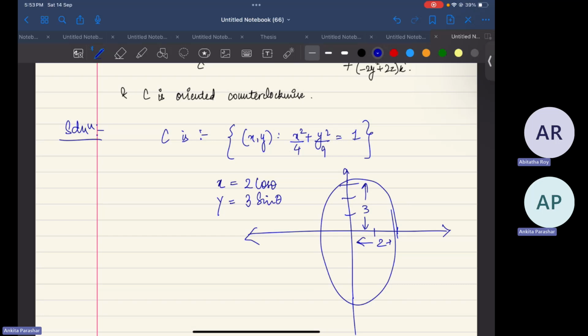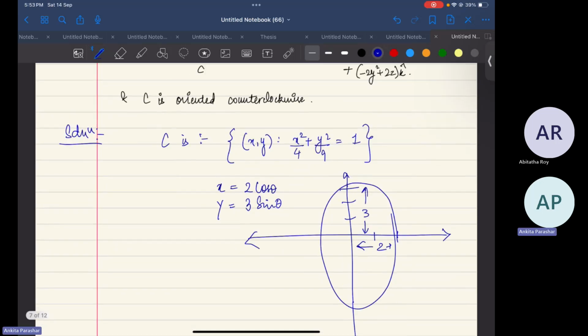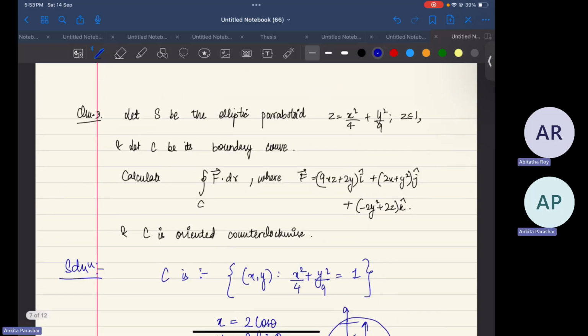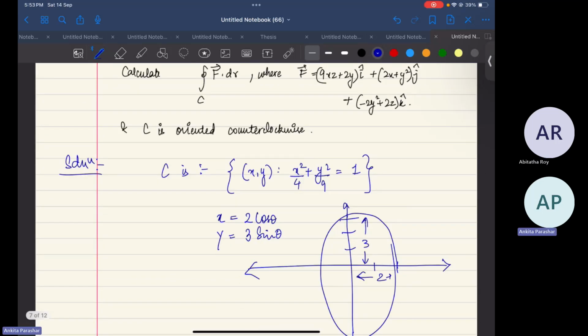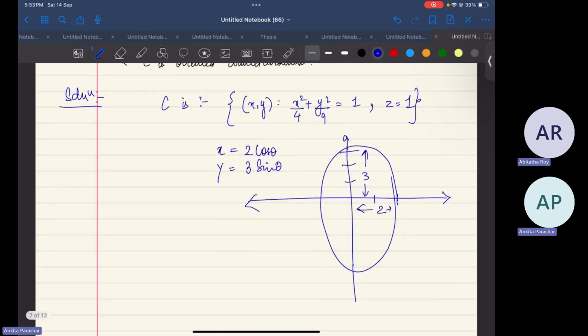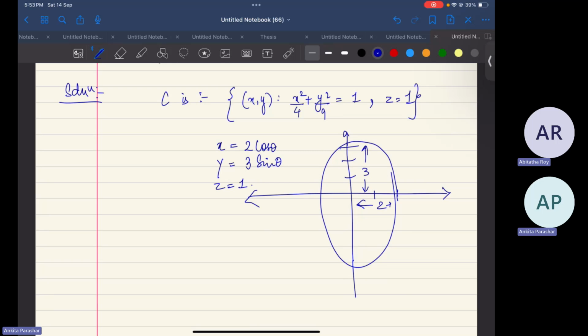Now what would you do? If you write x square, it will be 4 cos square. 4 gets cancelled, you'll get cos square. y square, you'll write 9 sine square, 9 gets cancelled, you'll get sine square. And cos square plus sine square is 1, right? So you have chosen x equals a cos theta, y equals b sin theta, with a and b being these. So we have parameterized it. And of course, z equals 1 is the constant that you have to carry.